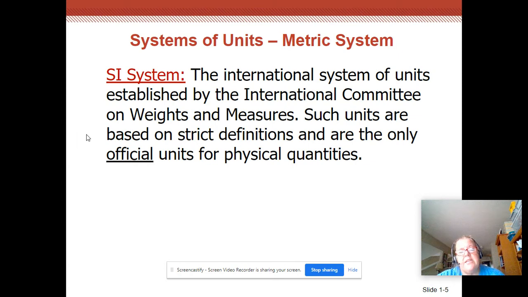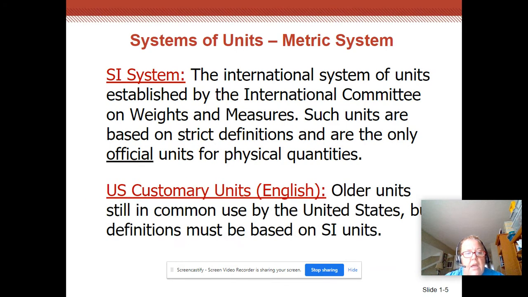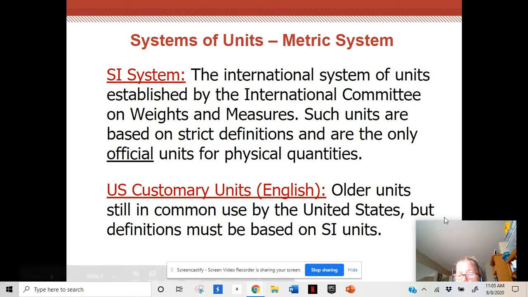SI, which is again the metric system, is the International System of Units. And again, it's based on quantities of 10. Customary units are the older units, and these are units that have been used, that we use as well.